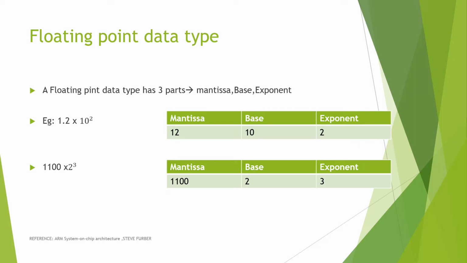Now a binary representation of the same. Let us see how to do it: 1100 into 2 cube. How do you represent it? 1100 is our mantissa. 2 is the base because it is binary, and the exponent is 3. This is how you typically represent a floating point data type. The ARM floating point data type is also based on the same. We will see how it is.